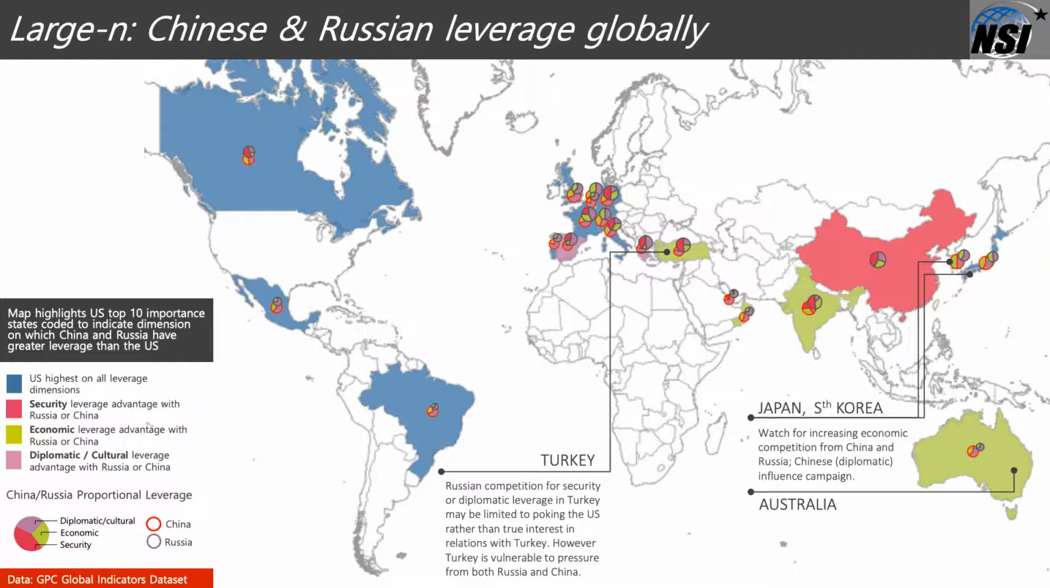Consistent with the case study, this large-N analysis identifies Asia-Pacific allies Japan, South Korea, and Australia as venues for increased economic competition from both China and Russia. All three are also vulnerable to Chinese influence campaigns, as we have seen most recently with Australia.